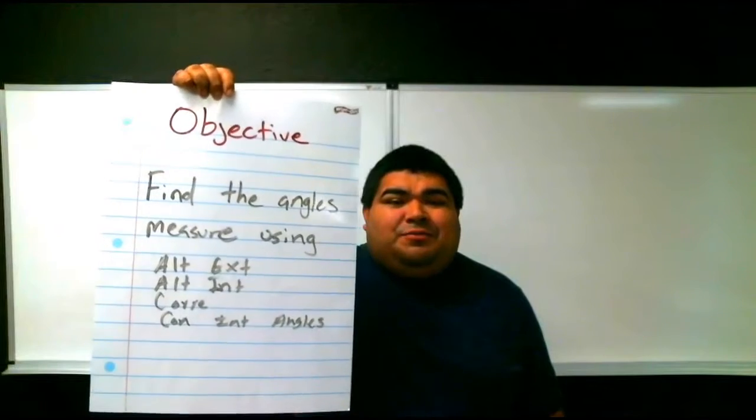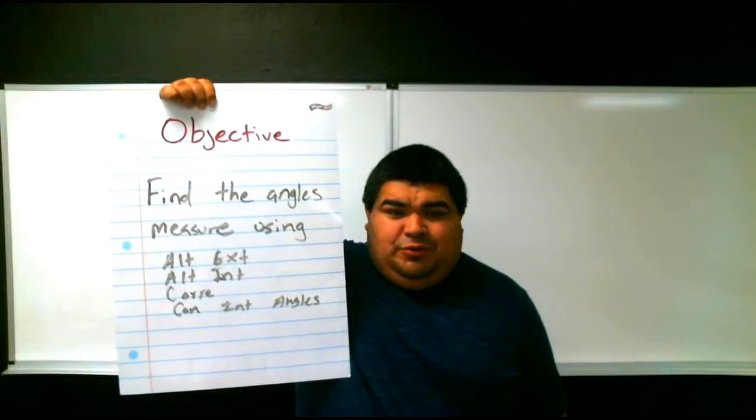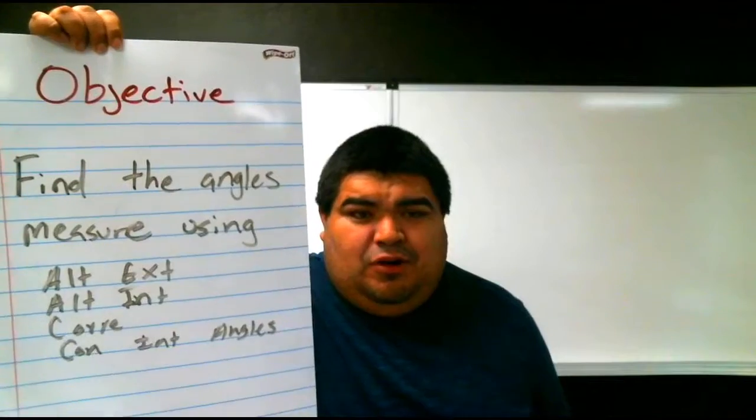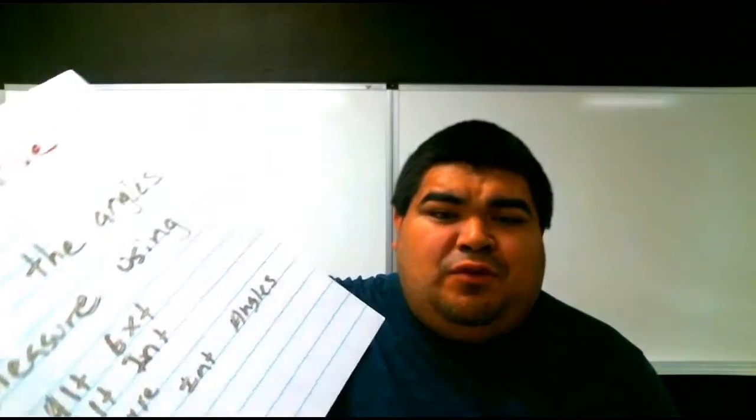Today we're going to continue working on transversals. We are still dealing with alternate exterior, alternate interior, consecutive interior, and corresponding angles. The objective for today is to find the angle measurements using the four words we used last class: alternate exterior, alternate interior, corresponding, and consecutive interior angles. Notice that I did abbreviations for the four words.